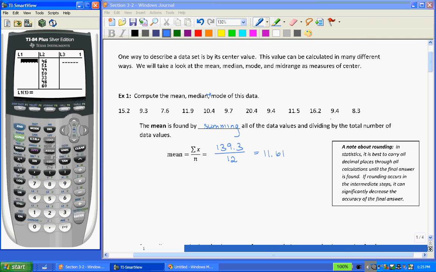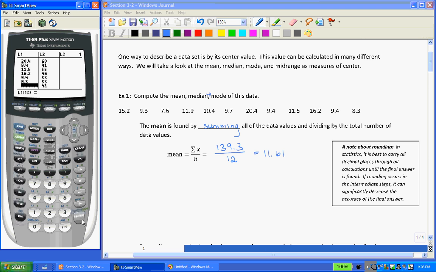So I'm just going to type in what I have here: 15.2, 9.3, 7.6, 9.4, and 8.3. Okay, so I have all my data values in. So we found the mean by adding up all the values, typing all that in, summing, divided by 12.